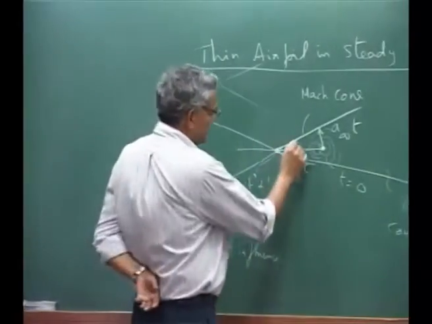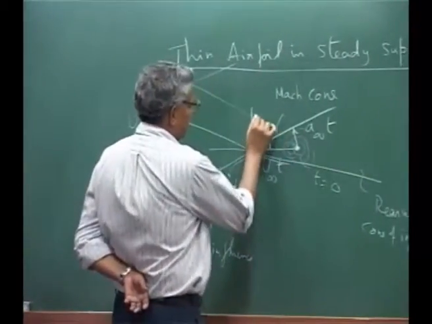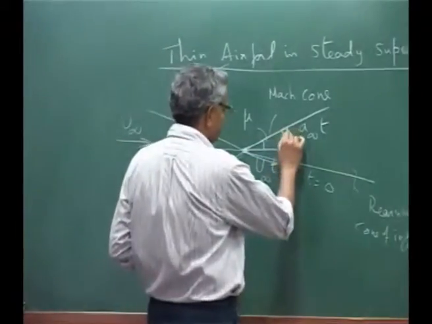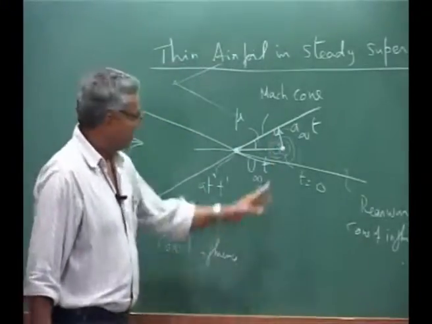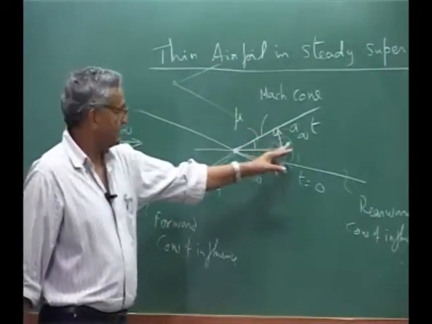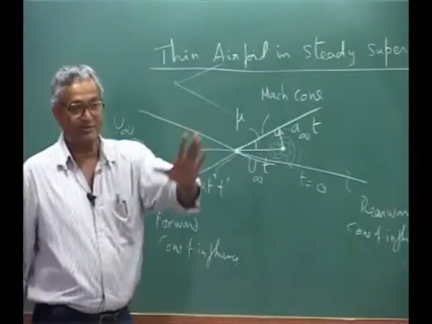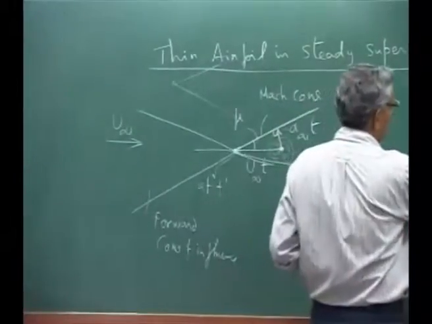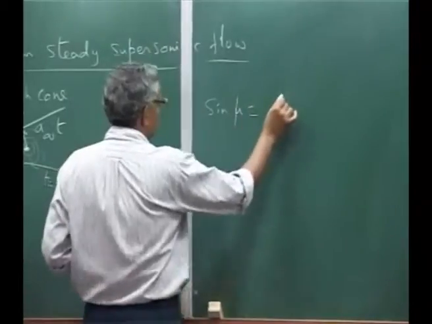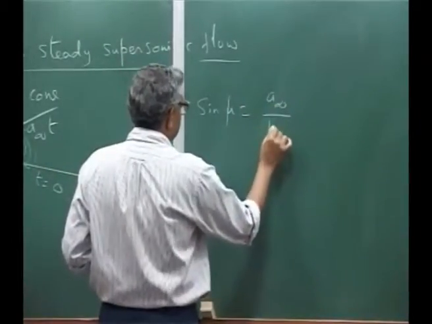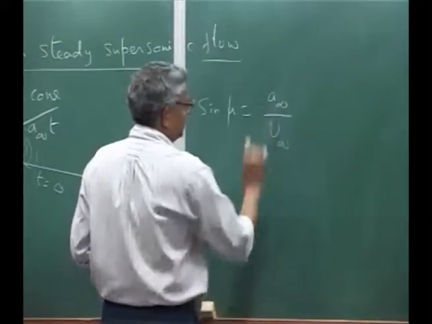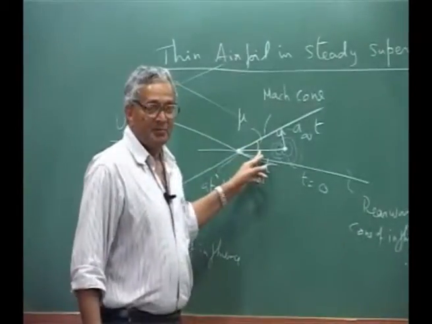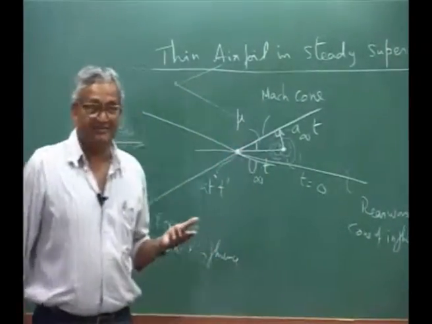Now you can find out, if this angle is mu, okay, and this is always 90 degrees, right? Because A infinity is the speed with which the disturbance is propagating, the speed of sound. So A infinity, so sin mu will be okay. That is, this is the Mach cone angle, you can say.